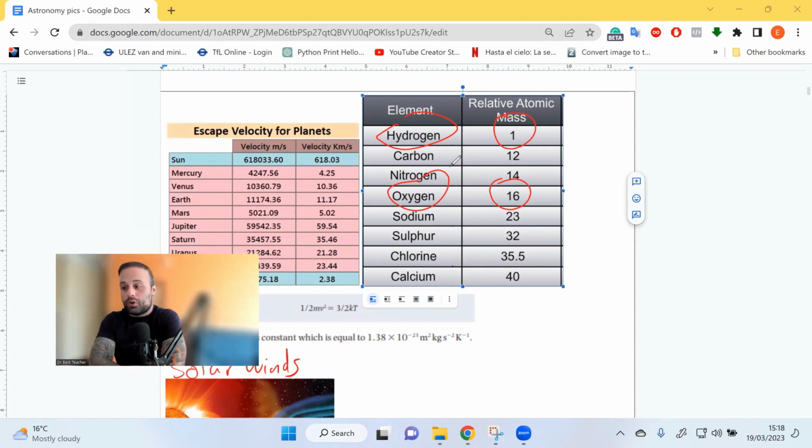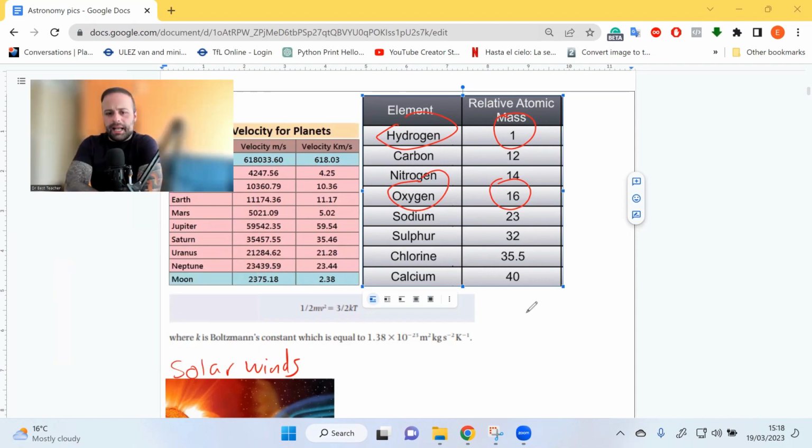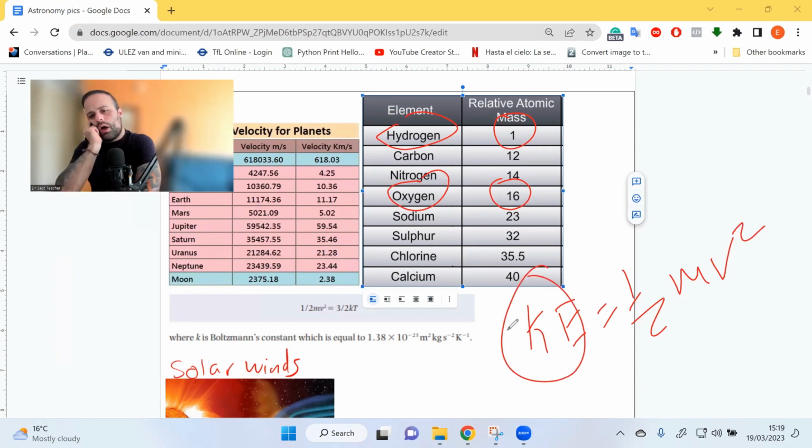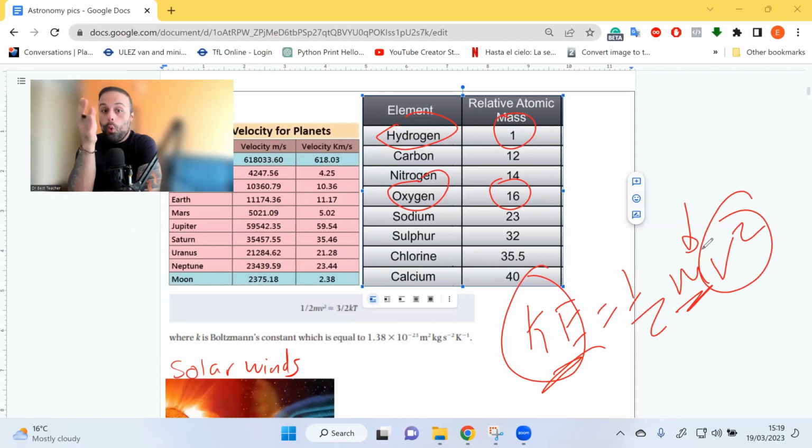All of these types of molecules in the atmosphere possess approximately equal kinetic energies. Now, if you remember, kinetic energy is half mv squared. What this basically means is that if they have roughly equal kinetic energies but different masses, their velocities are all going to be different.